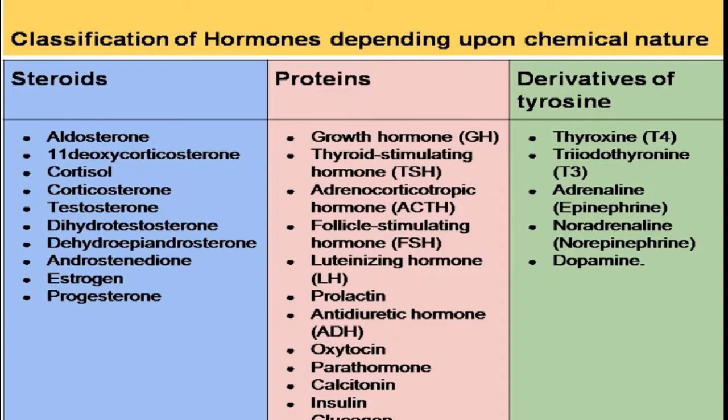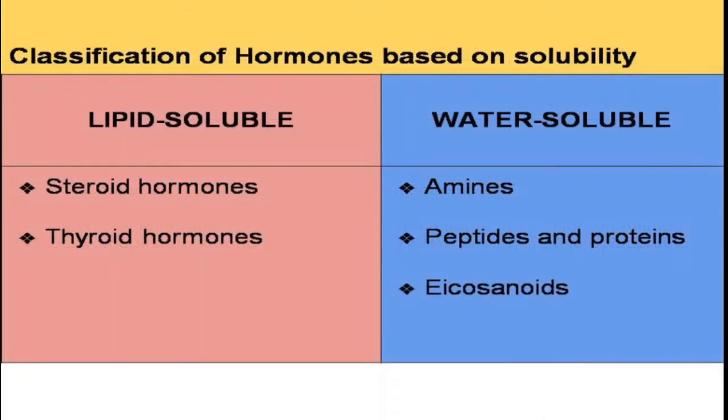The next criterion for hormone classification is based on solubility. According to this, hormones are divided into two groups: lipid soluble and water soluble hormones. Steroids and thyroid hormones are lipid soluble, while amines, peptides, and proteins are water soluble hormones.